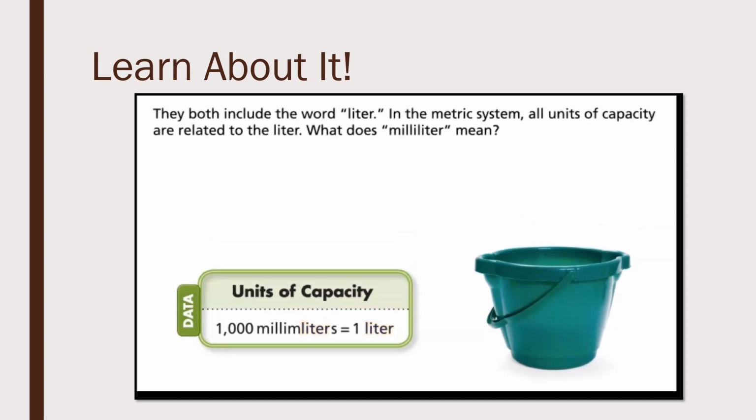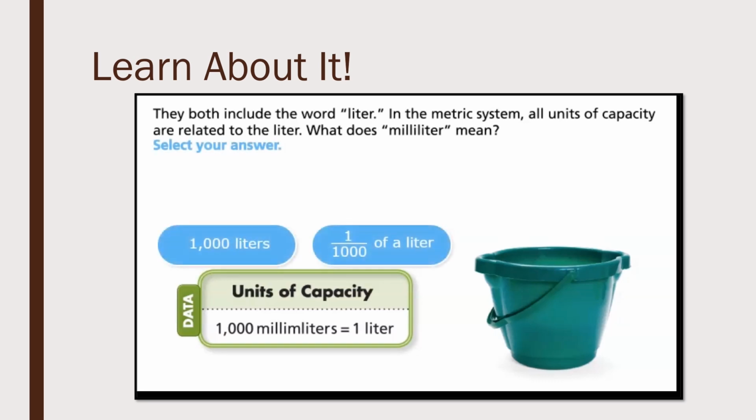In the metric system, all units of capacity are related to the liter. What does milliliter mean? Select your answer. So if we look at both of our choices here, we have one that says 1,000 liters and one that says 1,000th of a liter. That means 1,000 of these will equal 1 liter. So take a look at our little chart. 1,000 milliliters equals 1 liter. So it's not the other way around. It's not 1,000 liters equal a liter. That would not make any sense.